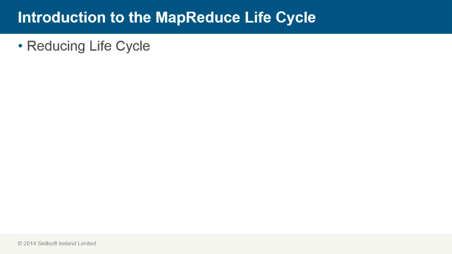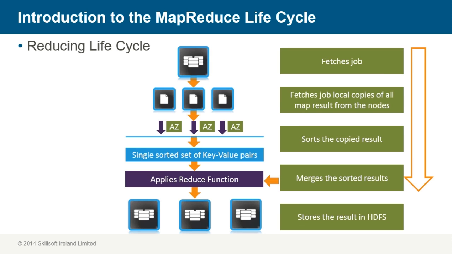Now let's go over the reduce phase, or the reducing lifecycle. The user may stop the job after the map phase, making the reduce phase optional. There are 3 main steps in the reduce phase. They're copy, sort, and merge. 1. A reduce phase task initially fetches the job functions from the local file system.